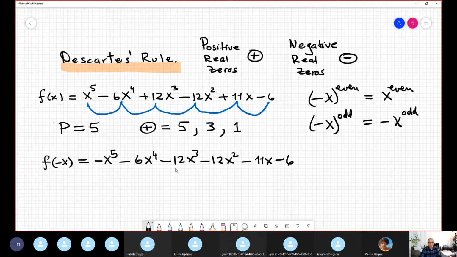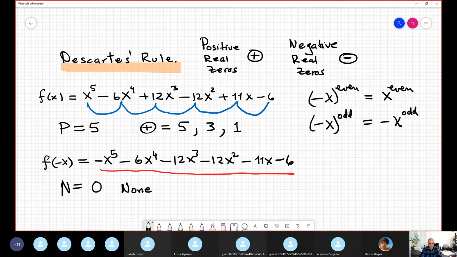So now, what is the amount of negative? Negative capital N means the amount of change of sign in the polynomial after the reflection. It gives me information about negative real zeros. Wow, I saw it can never change. Negative, negative, negative, negative, negative, negative. So I determine that the amount of negative real zeros is 0. We have none. Okay? And that's it, no?